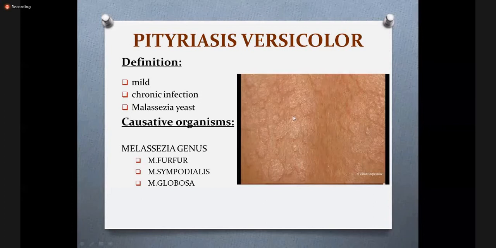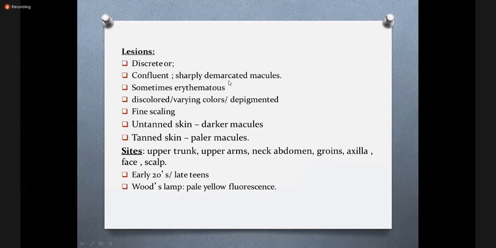Okay, the presenting complaint is usually a macule or patches with fine scale. It is usually asymptomatic. The color is usually mild erythematous, but it may be hyperpigmented or hypopigmented. Okay, they are confluent, sharply demarcated macules or patches, sometimes erythematous, sometimes they have different color, like sometimes hyperpigmented, sometimes hypopigmented. That's why it's known as versicolor, variation in the color. Okay, they are associated with fine scale.